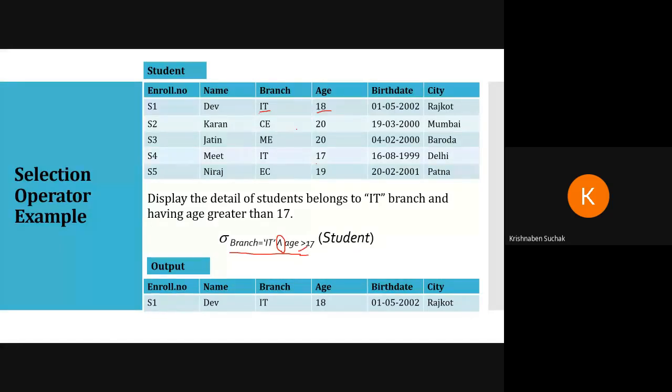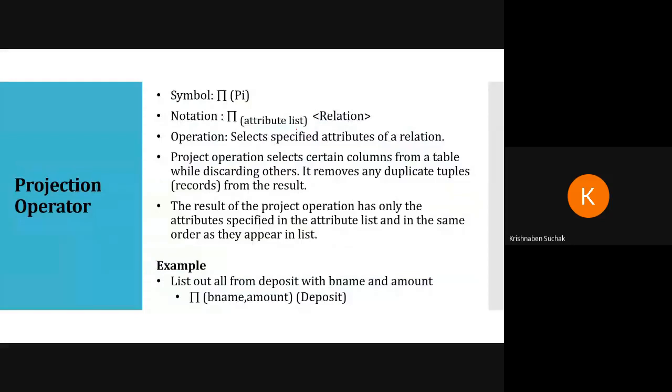Okay. Next we saw the projection operator. What is the projection operator? The symbol of the projection operator is pi. In the notation, after pi, in brackets you write the attribute list. Attribute list is the columns of your table. And then the relation, that is your table name.